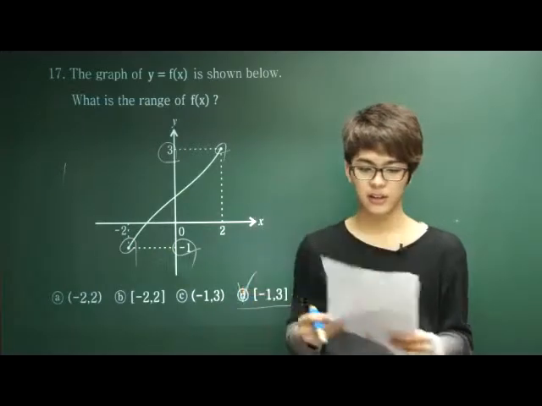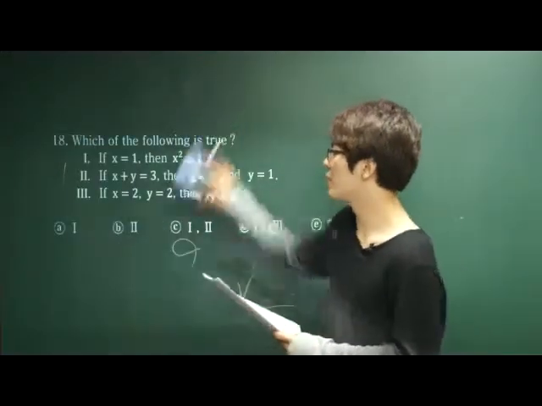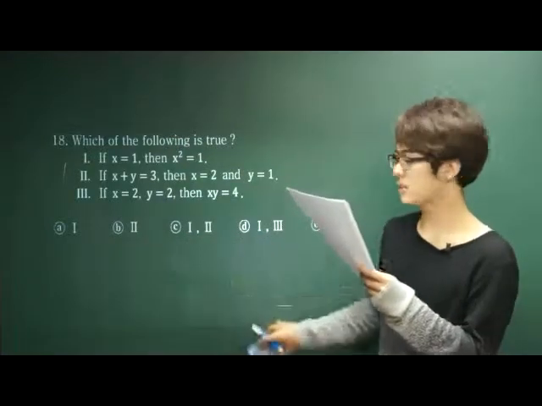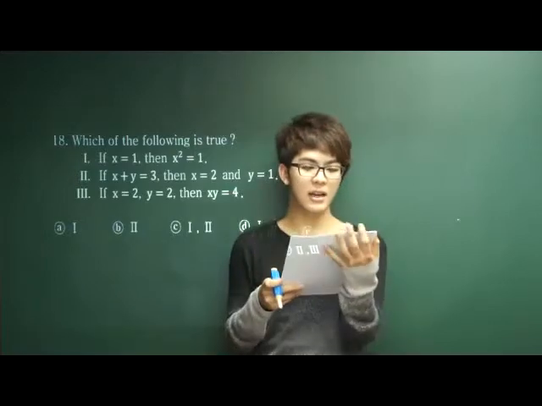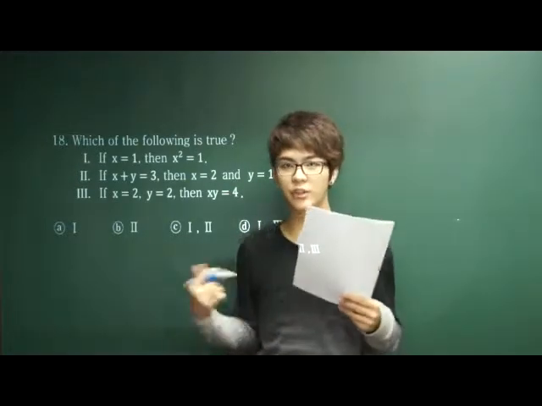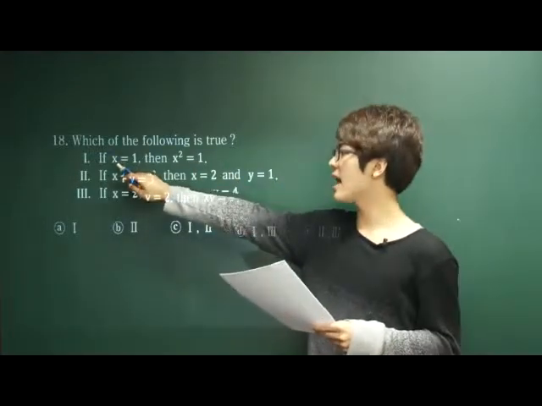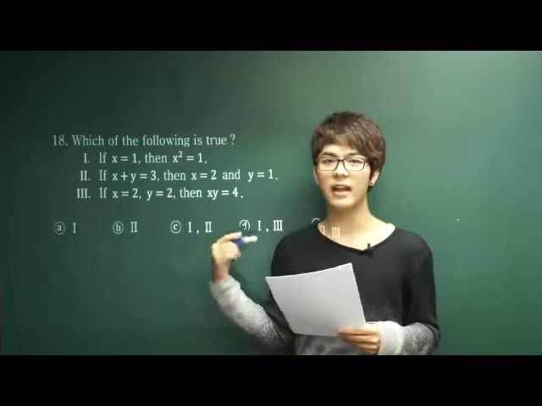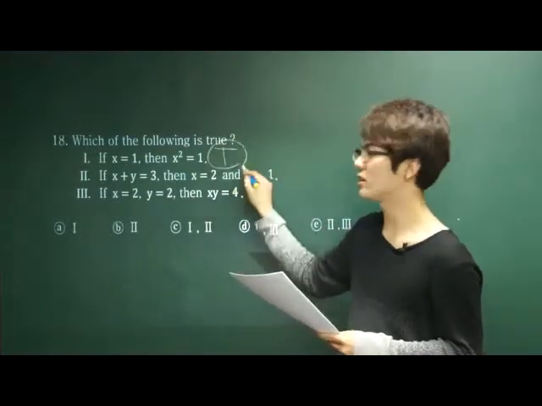Let's move on to number 18. Number 18 says, which of the following is true? Okay, so there are 3 statements. Let's look at these one by one. The first statement is, if x is equal to 1, then x squared is 1. Is it true? Of course it is true. If x is equal to positive or negative 1, x squared is equal to 1. Therefore, the first statement is true.